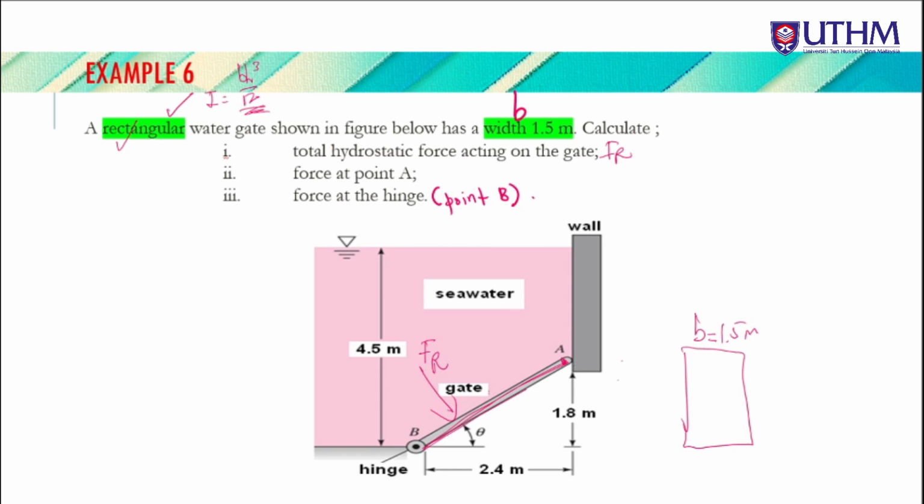Kalau tengok kat sini, dia hanya ada komponen, kalau kita consider yang ni Y, yang ni X. So dia hanya ada komponen X dekat sini. Okay, and then force at the hinge, in which maksud dia dekat sini lah. Kalau hinge kita ada dua-dua lah.